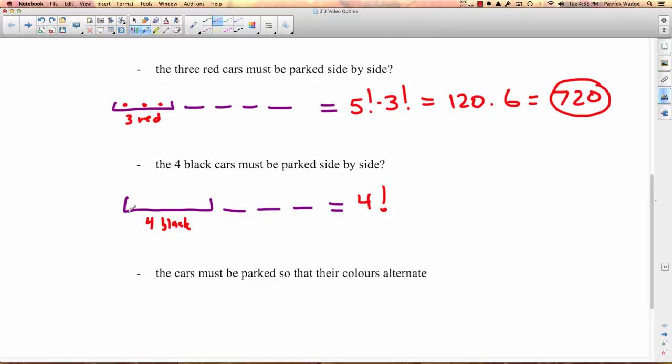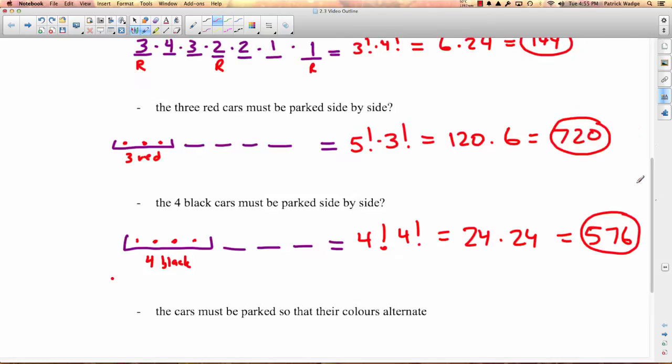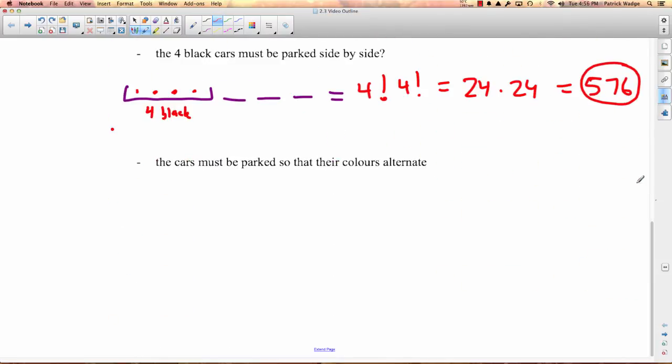But now that we've arranged those, we need to think of the 4 black cars and how many ways there are of arranging those 4 black cars. Well, there's also 4 factorial ways of arranging those black cars. So you end up with 4 factorial times 4 factorial. 4 factorial means 4 times 3 times 2 times 1, which is 24. So you're doing 24 times 24, which is 576.